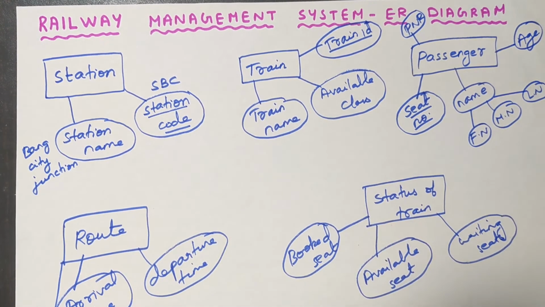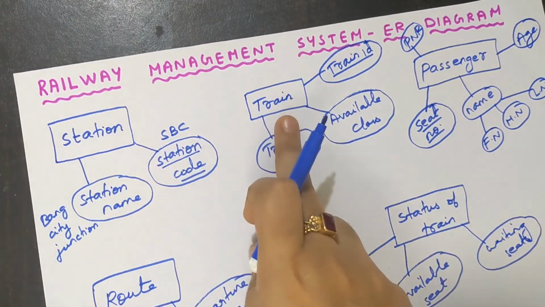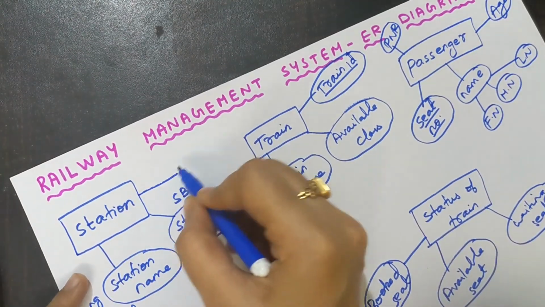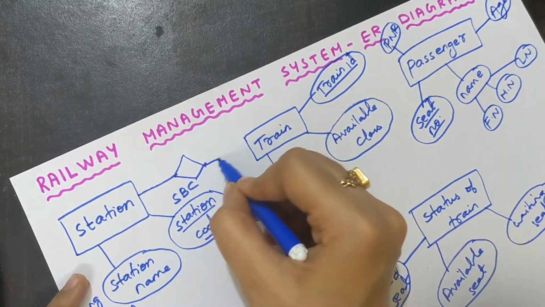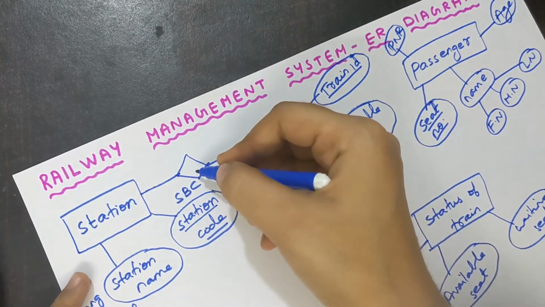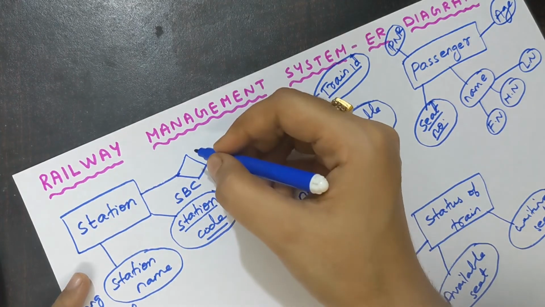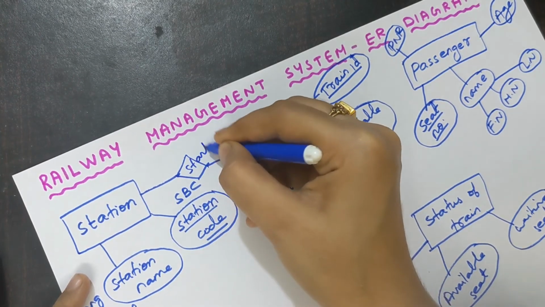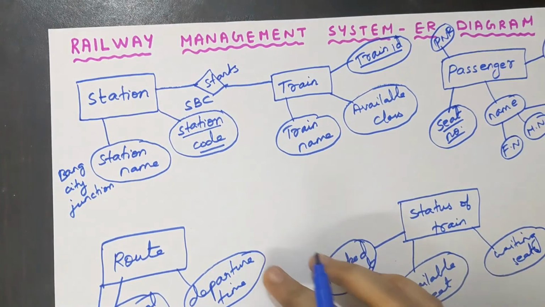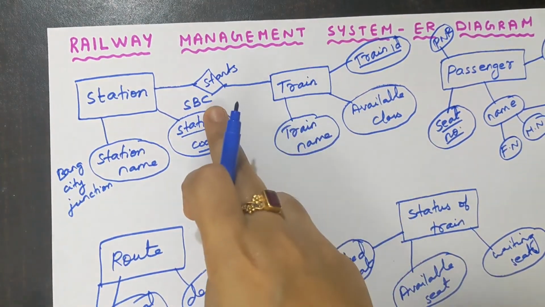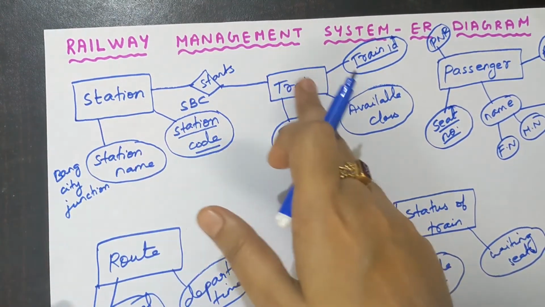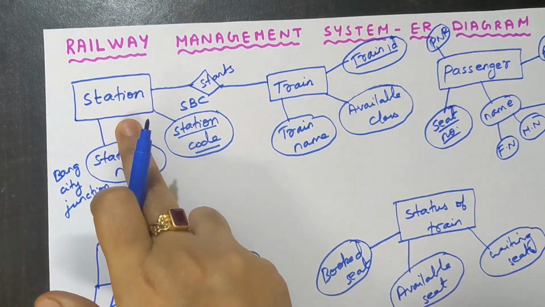The last step is we need to draw the relationship. How will we draw the relationship? We'll draw the relationship using the diamond box. So now from station to train, I'm going to draw a line like this, a diamond box like this and end it like this. So what will I write inside this? Starts. Inside this diamond box, I will write starts. So the train starts at this station.